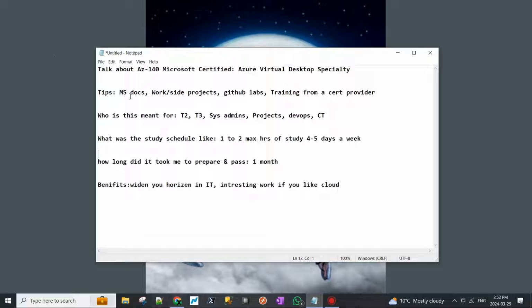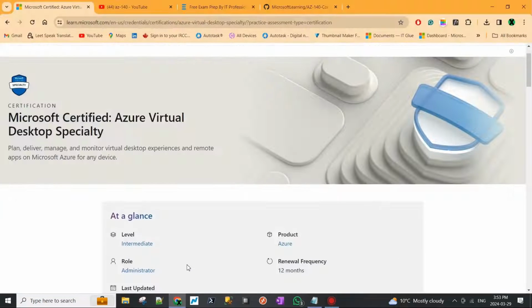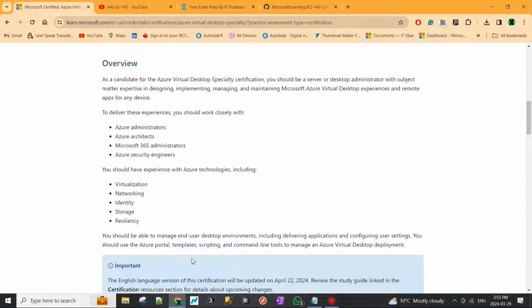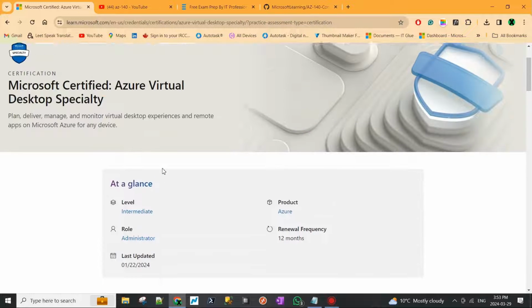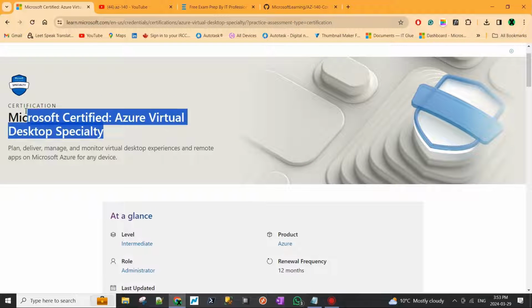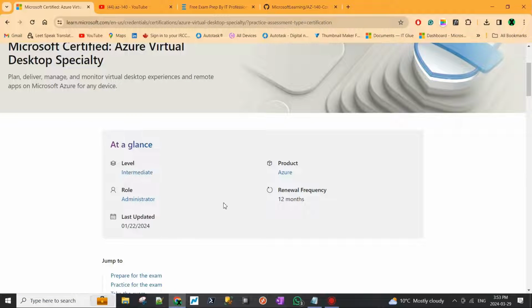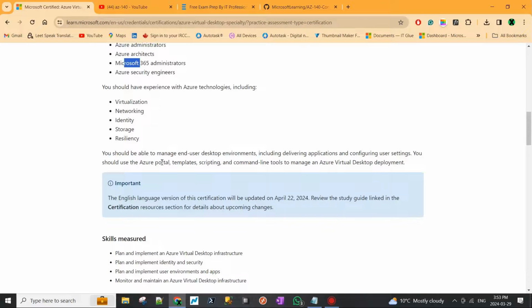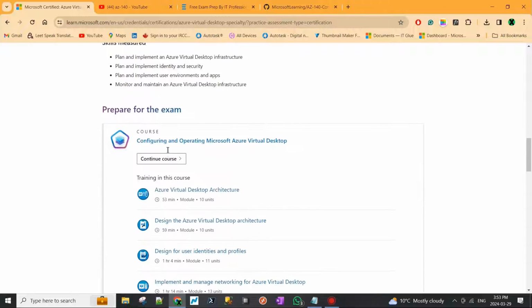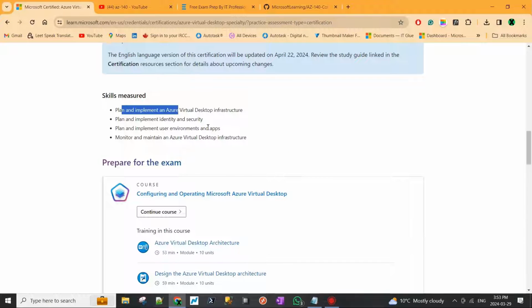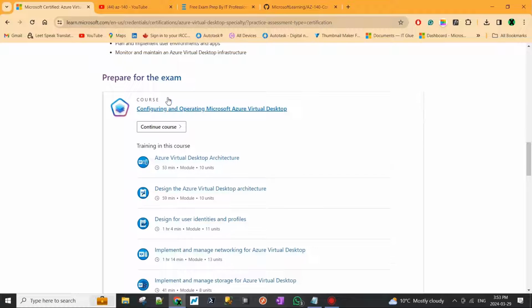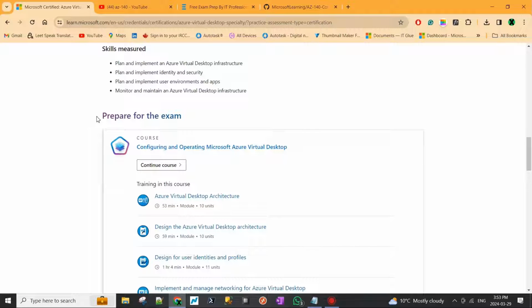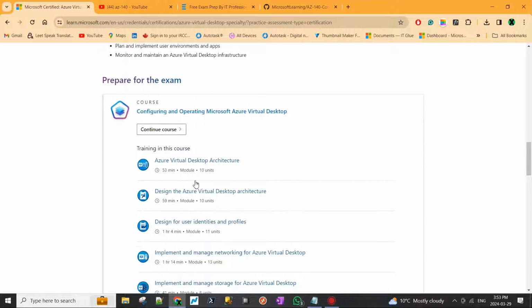All right. So tips. Definitely check out Microsoft's docs. Go through the study guide. Go through the overview. Go to the official page. It is an intermediate level exam. Go through the overview, like, hey, this is what you're gonna be asked about. This is what you're gonna learn about, right? And what are the skills that are measured? So you need to take a look at that. And after that, once you have the sense, I won't say you need to, but it will be really beneficial if you go through all these.